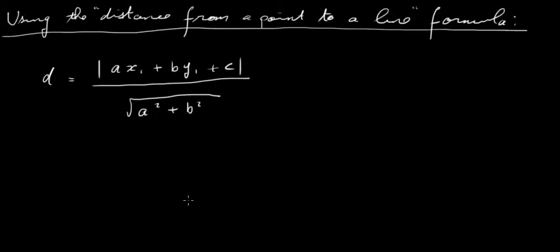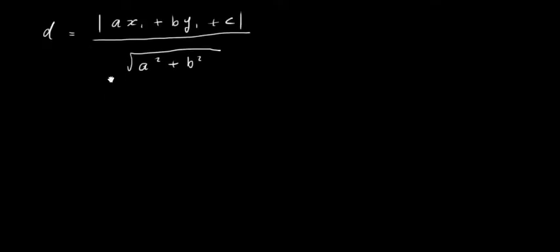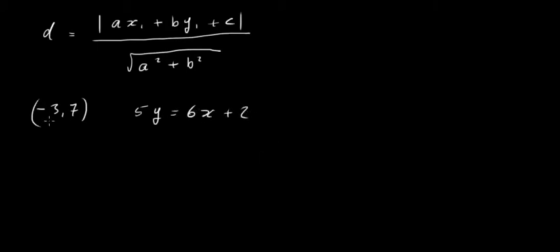I did a derivation of this formula in a previous video, so now we're just going to have a look at using it. Let's start off with a straightforward example. We have a point, let's say -3, 7, and we have a straight line, which is 5y is equal to 6x plus 2. We want to find the distance between this point and this line here.